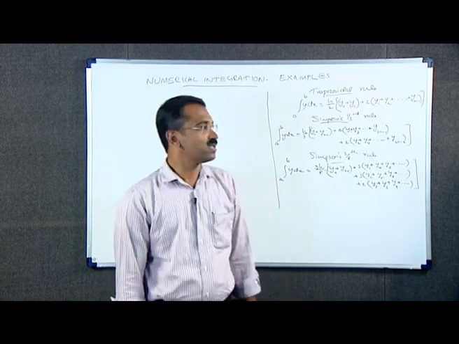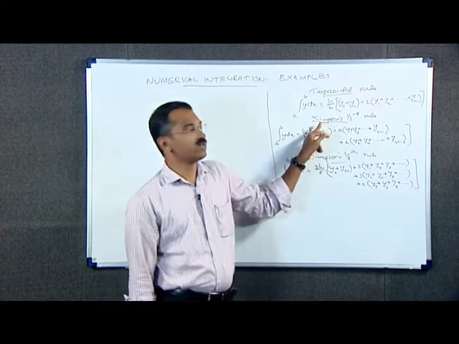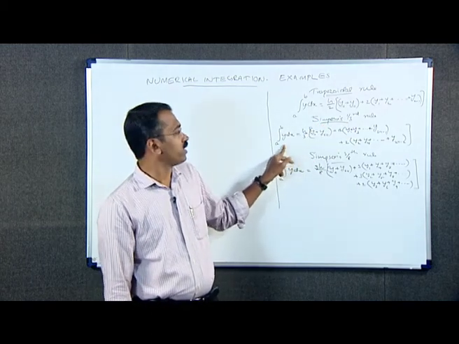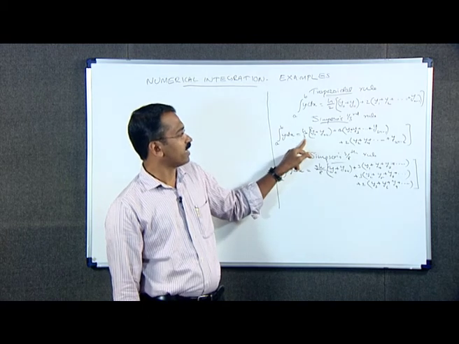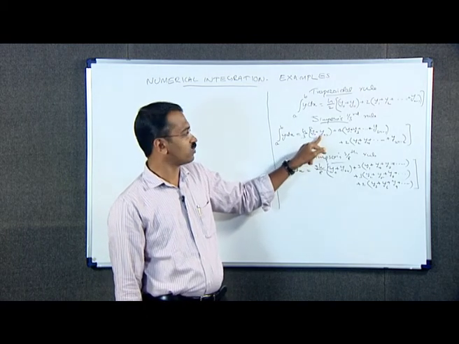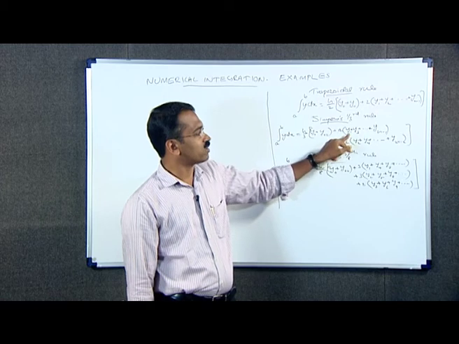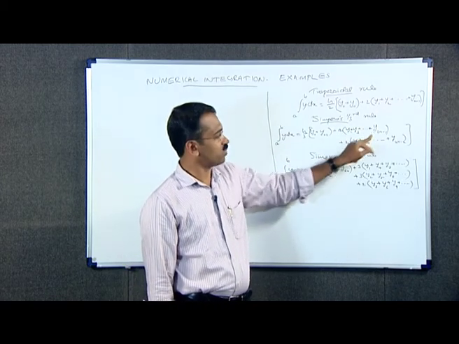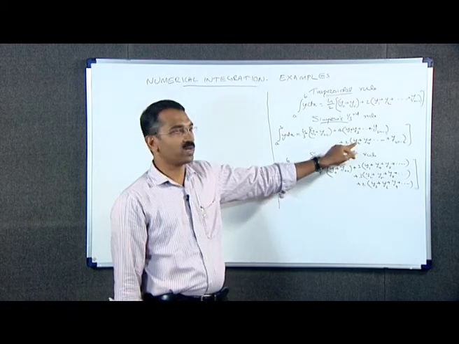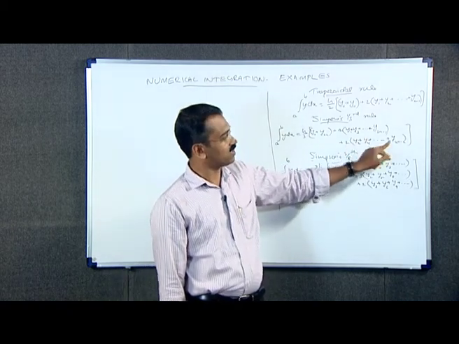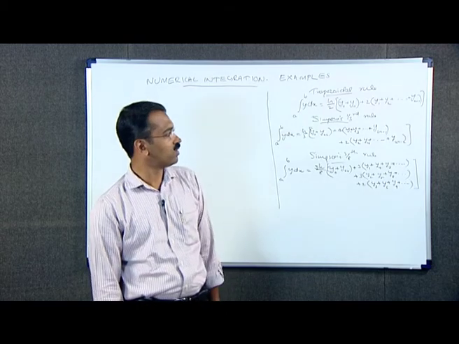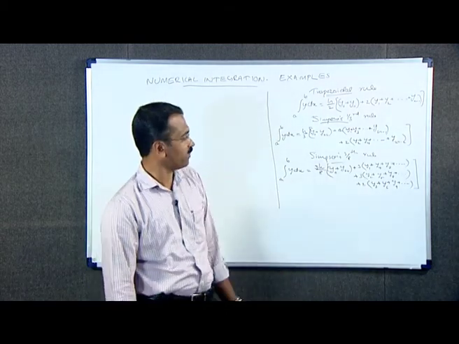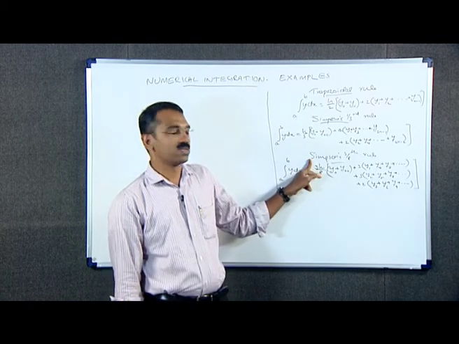By putting n is equal to 2, we derived Simpson's 1/3 rule as integral a to b y dx is equal to h by 3 into y0 plus y2n plus 4 times y1 plus y3 plus etc. plus y2n minus 1 plus 2 times y2 plus y4 plus y6 plus etc. plus y2n minus 2.